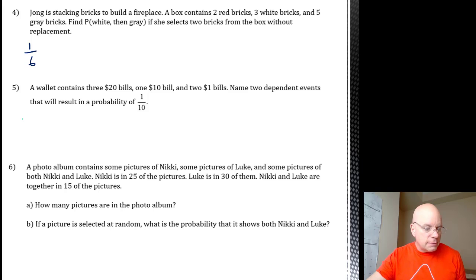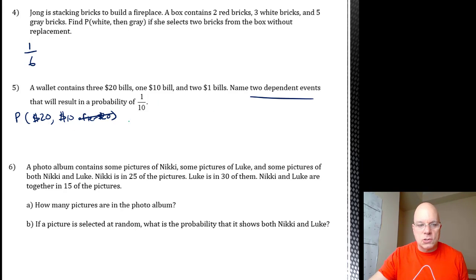Number 5, there's two things you could have said. You could have said probability of 20 followed by 10 after 20. But you really wouldn't need to say all this. You say probability of 20 then 10, because by definition it says two dependent events, so that implies the first bill is not replaced. Or probability of 10 followed by 20. Either one of those will result in a probability of 1/10.